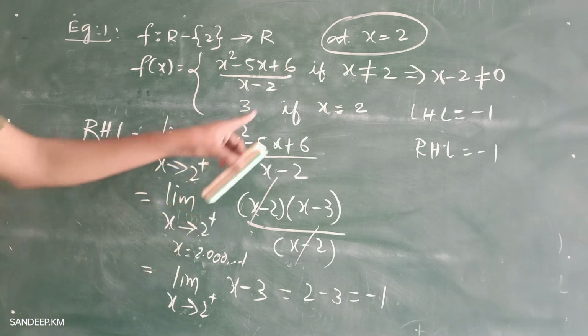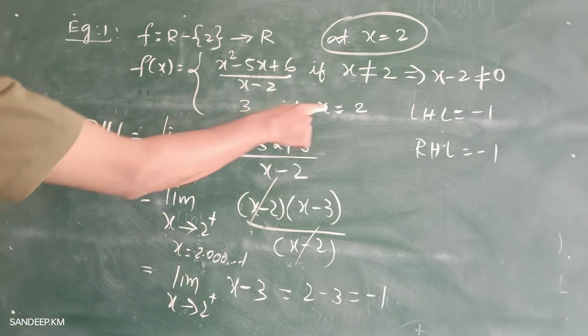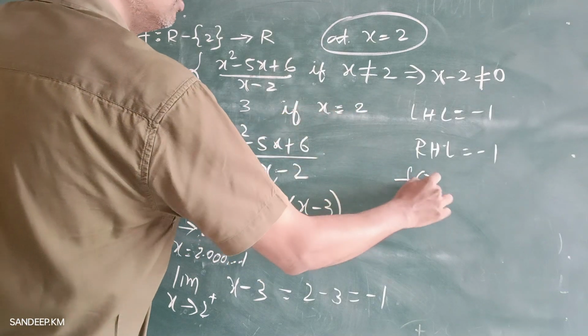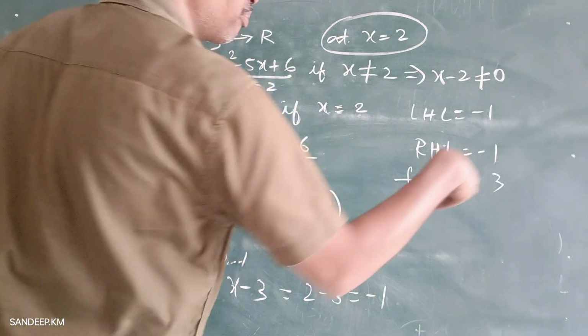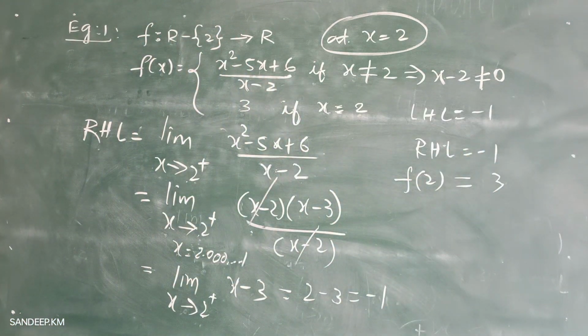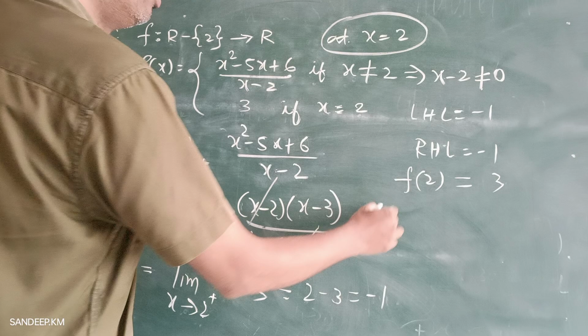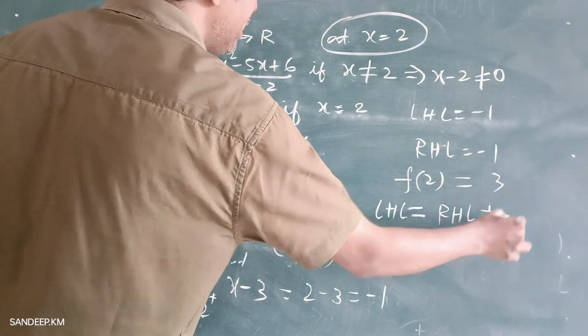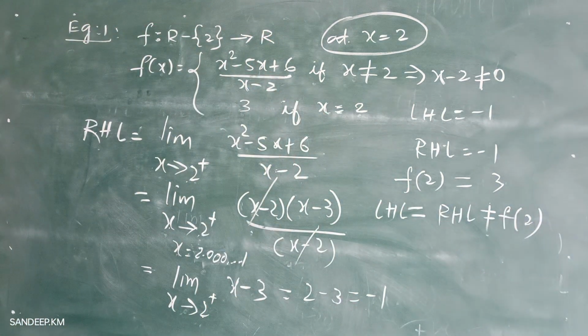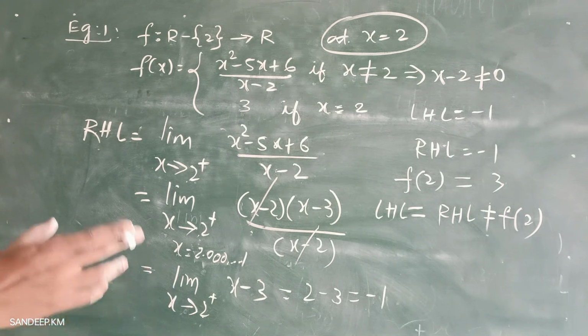And what about the value of the function? The value of the function, when input is 2, the output is 3. Okay now? So dear students, in this example, what did we observe? We observed that LHL is equal to RHL and not equal to the value of the function. Left hand limit and right hand limit are equal, but they are not equal to the value of the function. What is the meaning of it? Let us try to understand the meaning of it using a graph.